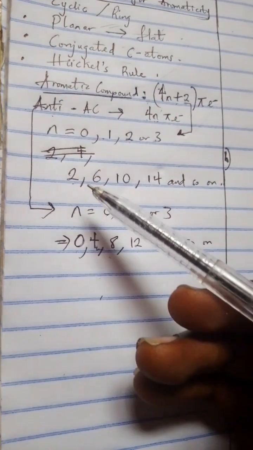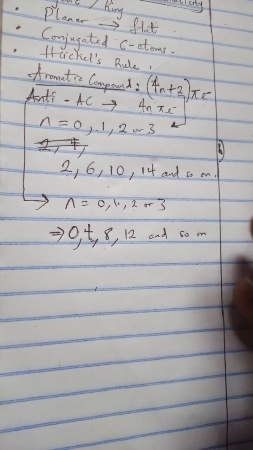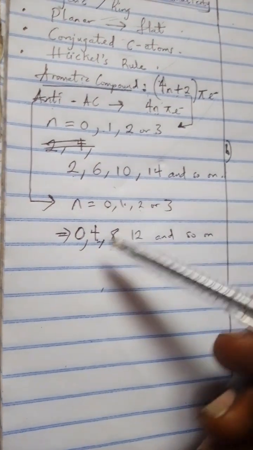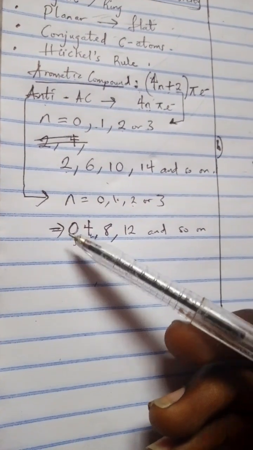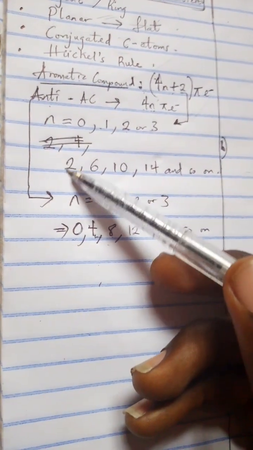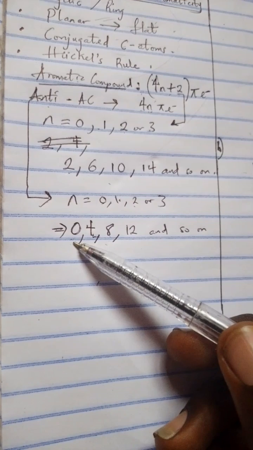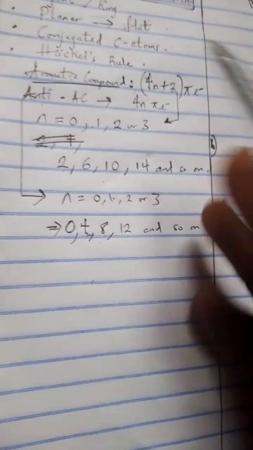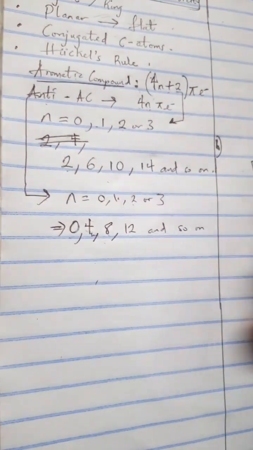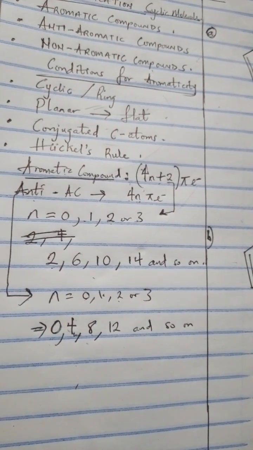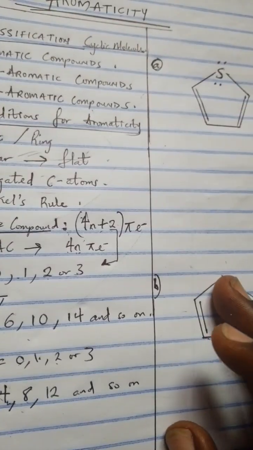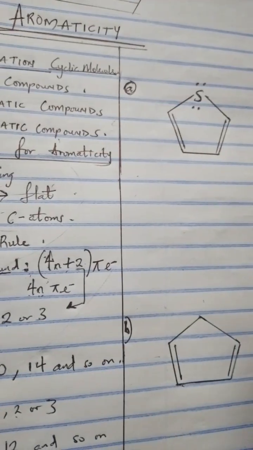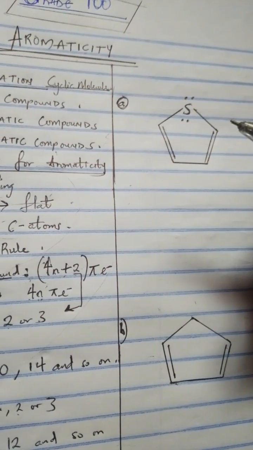Now the funny thing is that the pi electrons are just even numbers. If you check the first one for anti-aromatic, we have 0. The first one for aromatic, we have 2. So it's more like changing from 2 to 4, from 4 to 6. But just know these values. Now let's move to the main business, which is identifying whether structures are aromatic or anti-aromatic or non-aromatic.